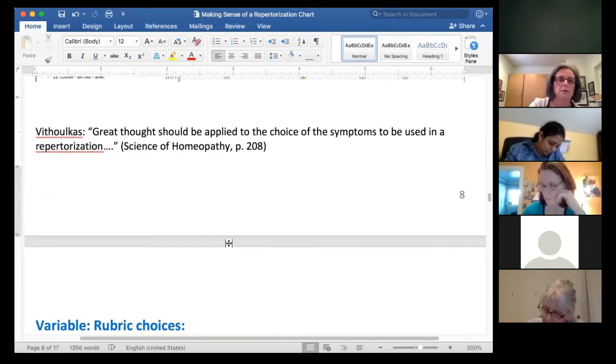So Vithoulkas says, great thought should be applied to the choice of symptoms to be used in a repertorization. And this is the key to a good repertorization, is the choice of symptoms.